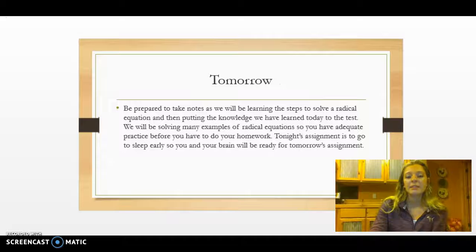Tomorrow, everybody needs to be prepared to take notes because we'll be learning the steps to solve a radical equation in more detail. Then we'll be putting the knowledge we've learned to the test. We'll be solving many examples of radical equations so you have adequate practice before doing your homework in class. If you have any questions, that will be fine because I can answer them. Tonight's assignment is to go to sleep early so you and your brain will be ready for tomorrow's assignment.